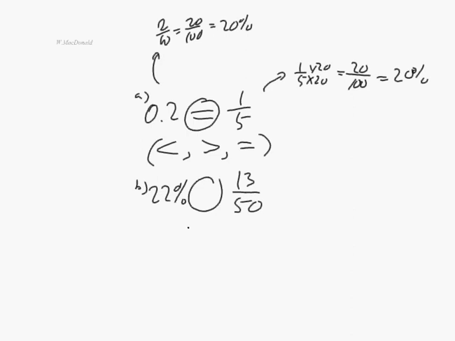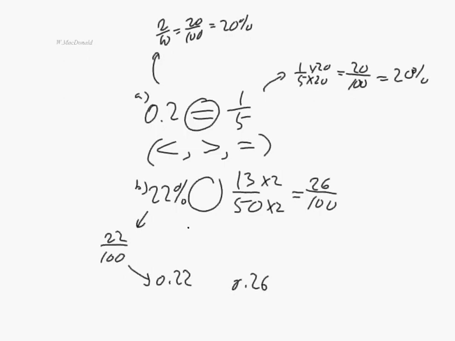In the second example, we have 22% and 13 over 50. I'm going to change them both to decimals this time. You can do it either way, but I'm going to change them to decimals. So 22% is 22 out of 100, which is 22 hundredths. 13 out of 50, I can either go 13 divided by 50, but because it's a base 50, I know that if I create an equivalent fraction out of 100, I can write it as a decimal. In this case, it's going to be 26 hundredths, which is 0.26.